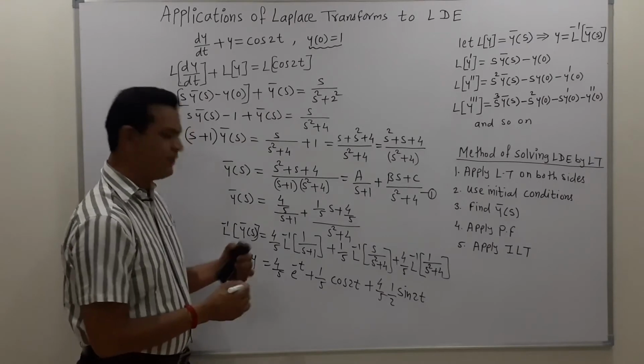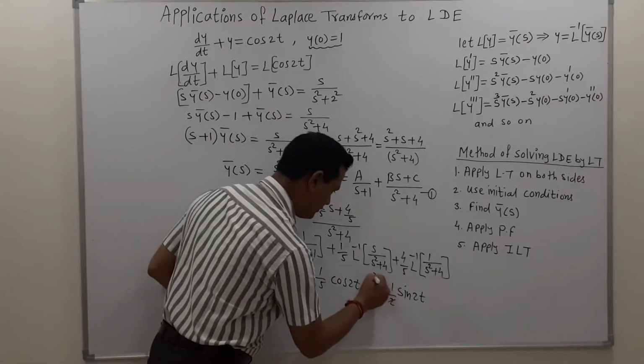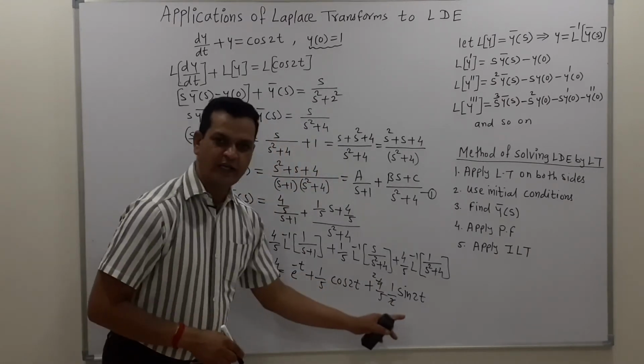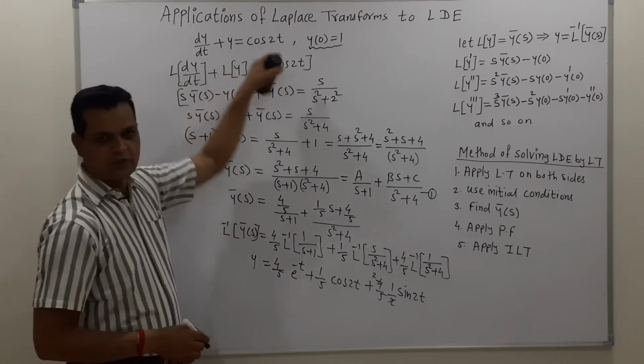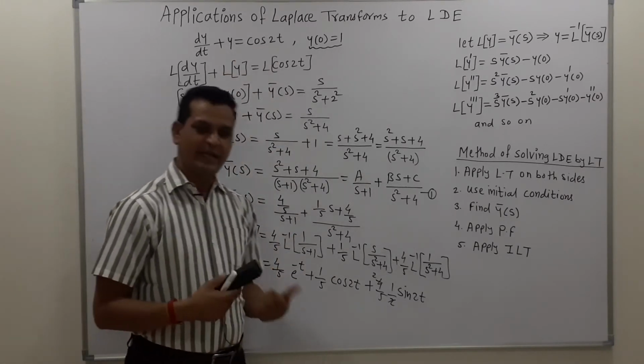So in this way we get the final answer to this question. So this 2 and this 2 will get cancelled. So 2 twos are 4. So friends, this is the final answer to this question. So this is a very simple technique for solving a linear differential equation by Laplace transformation.